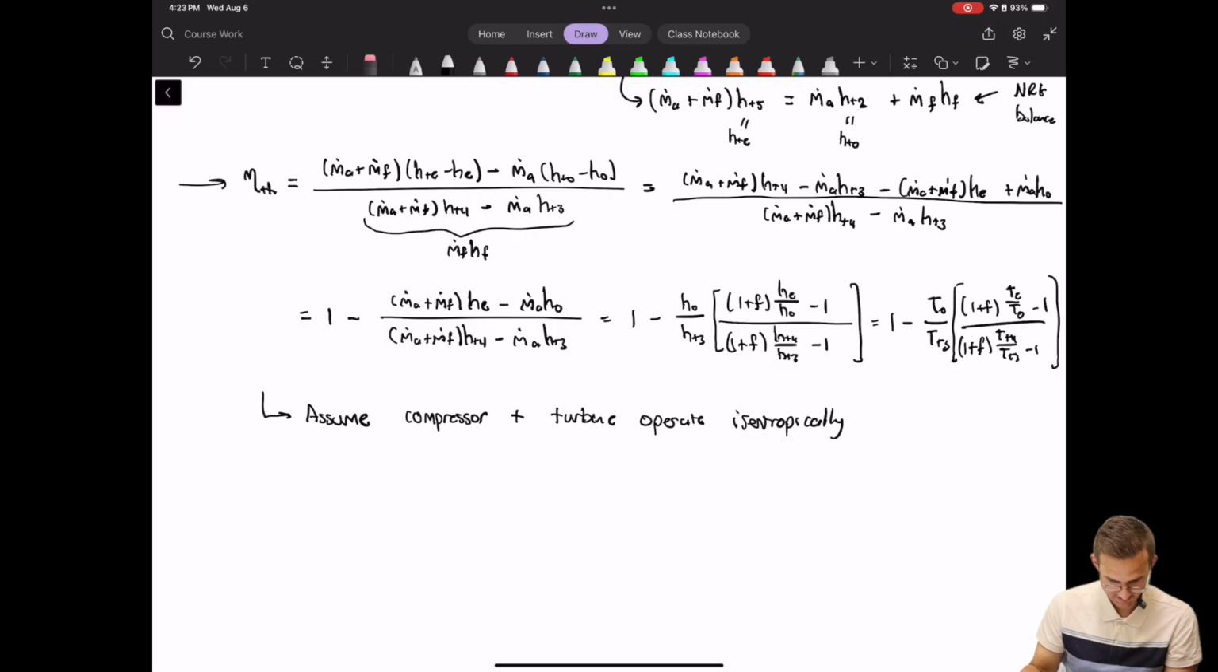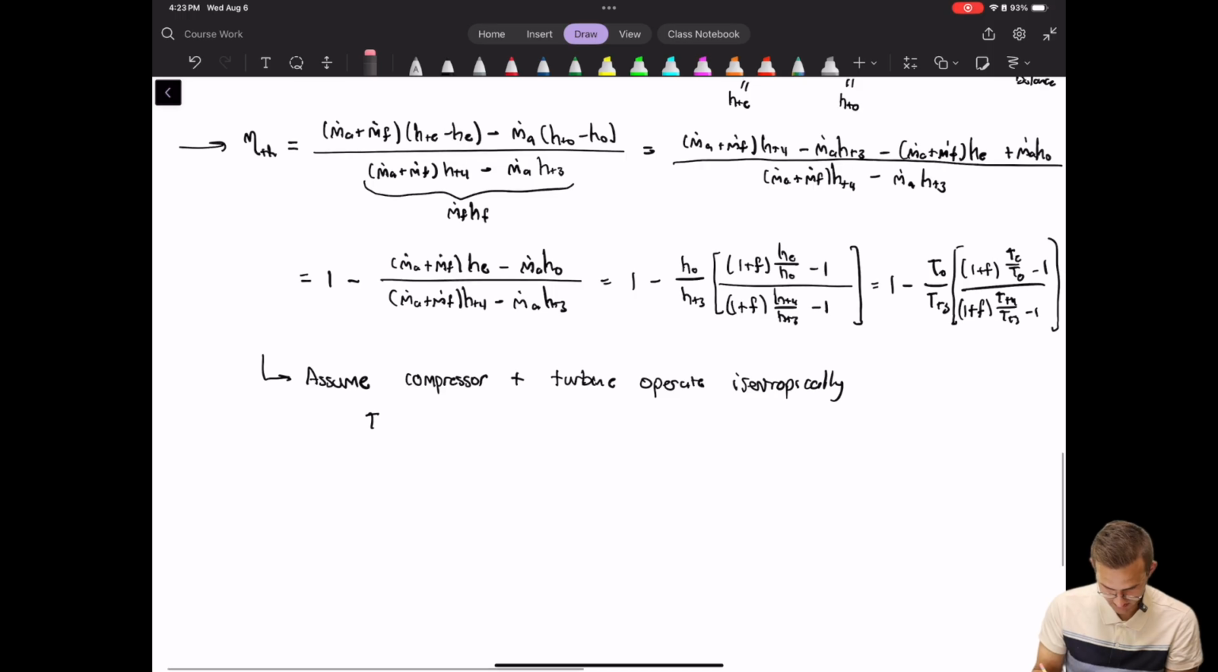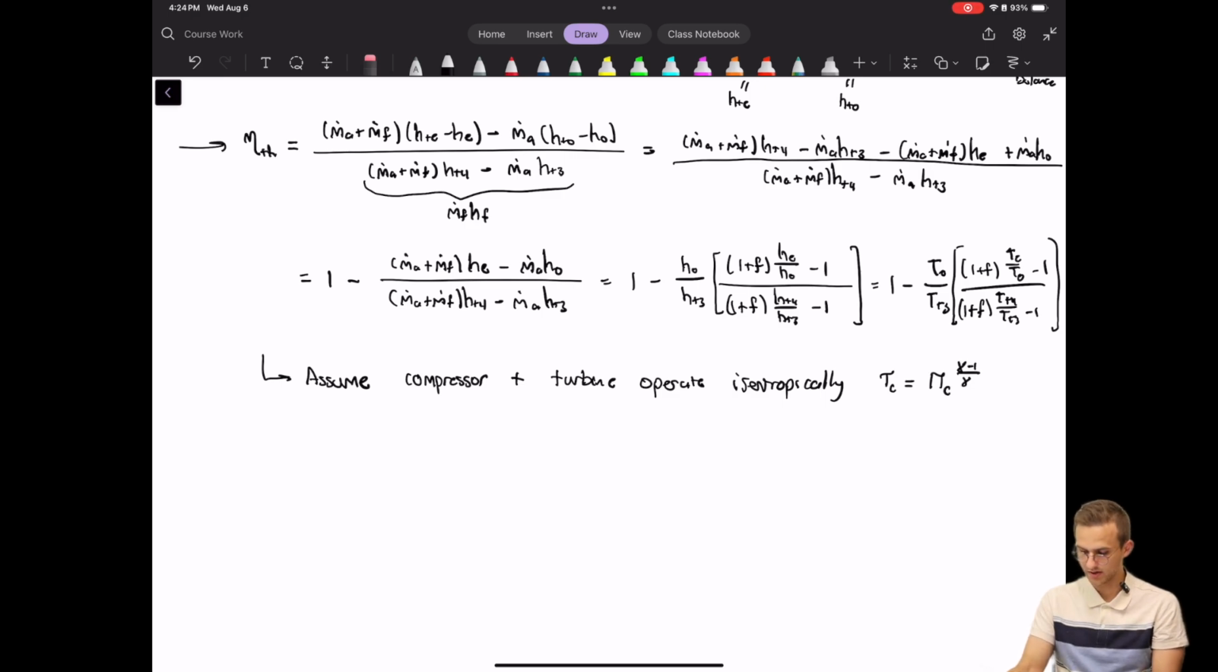And what that means is, in effect, that the stagnation temperature ratio across the compressor is equal to pi c raised to the gamma minus 1 over gamma. Okay, so that's for the compressor. Same thing for the turbine. Okay, so that's what we mean by isentropic relationships between the two.